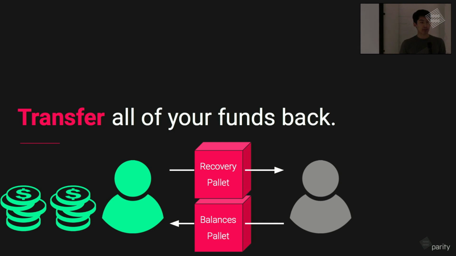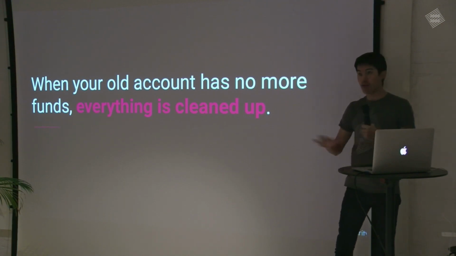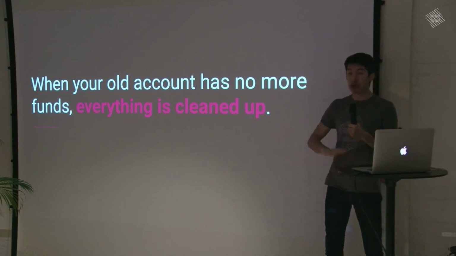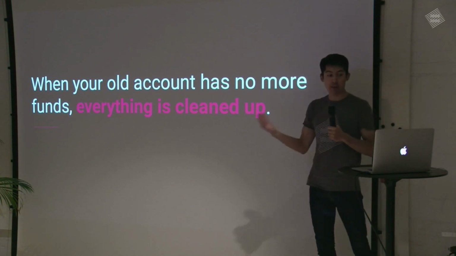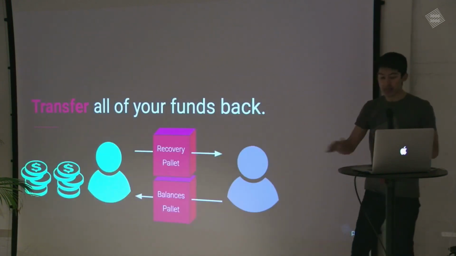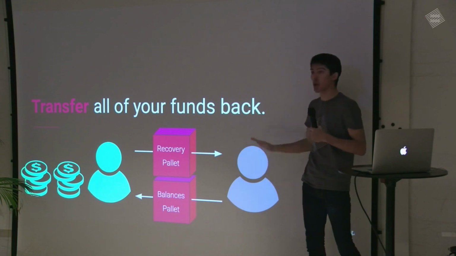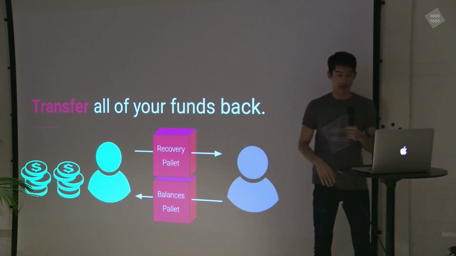Finally, the last step probably in this process is just to transfer all your funds back. So you can use the recovery pallet to call the balances pallet to send funds from your old account to your new account. And what's nice is once you've sent all of your funds and basically you have no more funds left, your account is totally cleaned up from the system. So we have an automatic hook which basically cleans up everything, including this recovery. So once you've sent all the funds over, the recovery pallet automatically removes the link between your two accounts, and this account now is totally kind of gone in the wind.